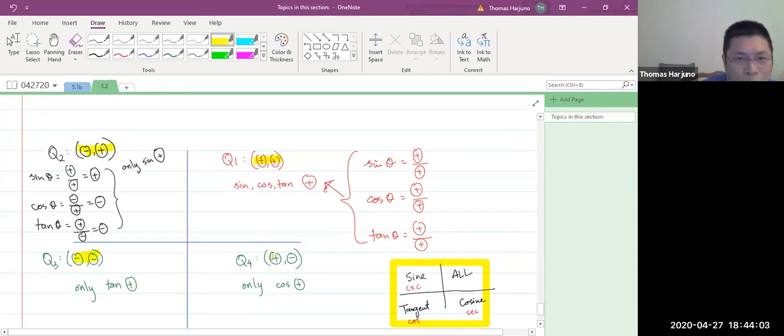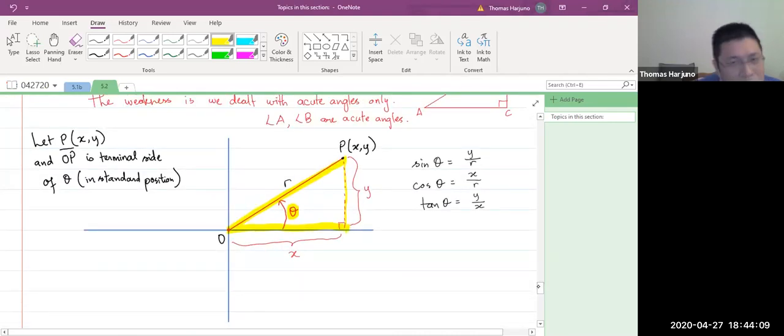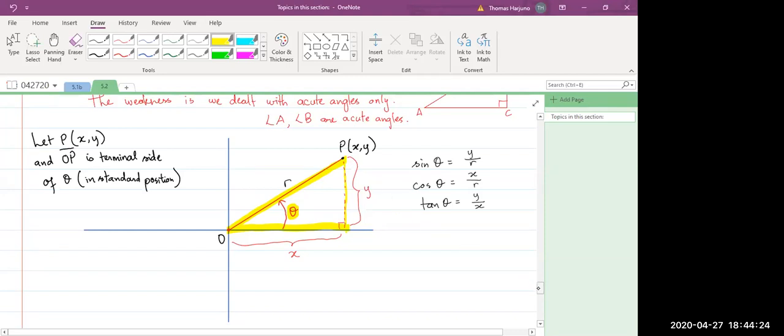What does it have to do with coordinates? Well, because we define sine, cosine, tangent on the coordinate plane as y over r for sine, x over r for cosine, and y over x for tangent. See? So if you put some pictures together, then you are able to memorize that better.